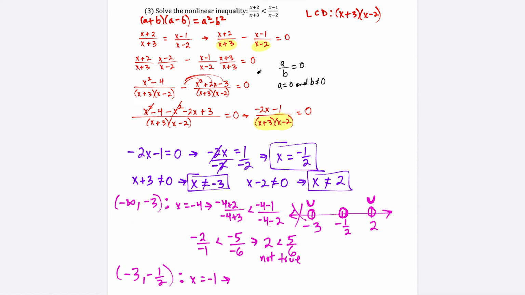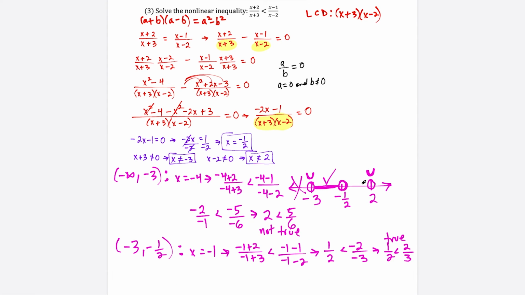If we plug in x equals negative 1, we'll have negative 1 plus 2 over negative 1 plus 3 is less than negative 1 minus 1 over negative 1 minus 2. If we work this out, negative 1 plus 2 is 1 over negative 1 plus 3 is 2, is less than negative 2 over negative 3, and this simplifies to 1/2 is less than 2/3, which is true. This statement here is true, which means that this space is part of our solution set.